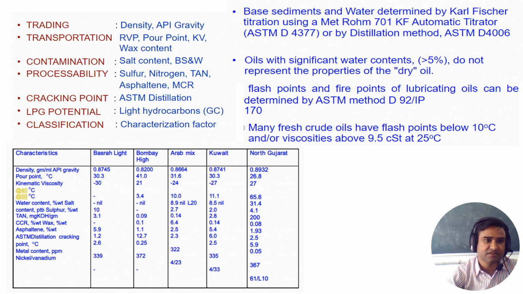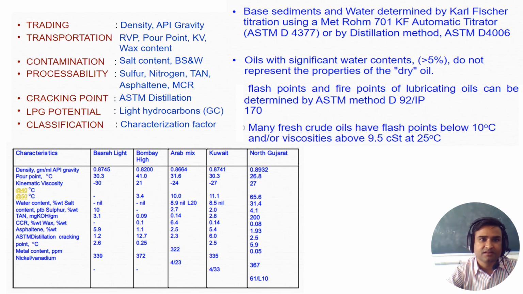Based on the classification, we have the characterization factor. So based on the different purpose, we have different properties for characterization of the crude oil. Based on all these properties, you can characterize crude oil, for example, for trading, for transportation, for contamination, for processability. For different purposes, different characterization factors will be used.